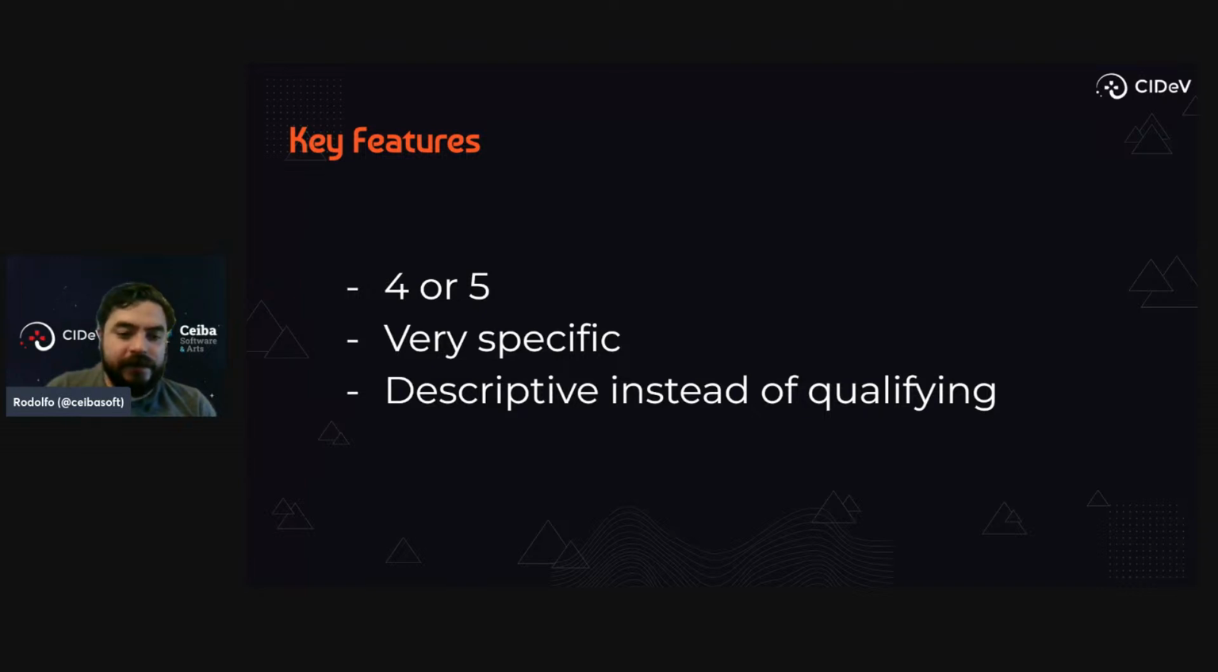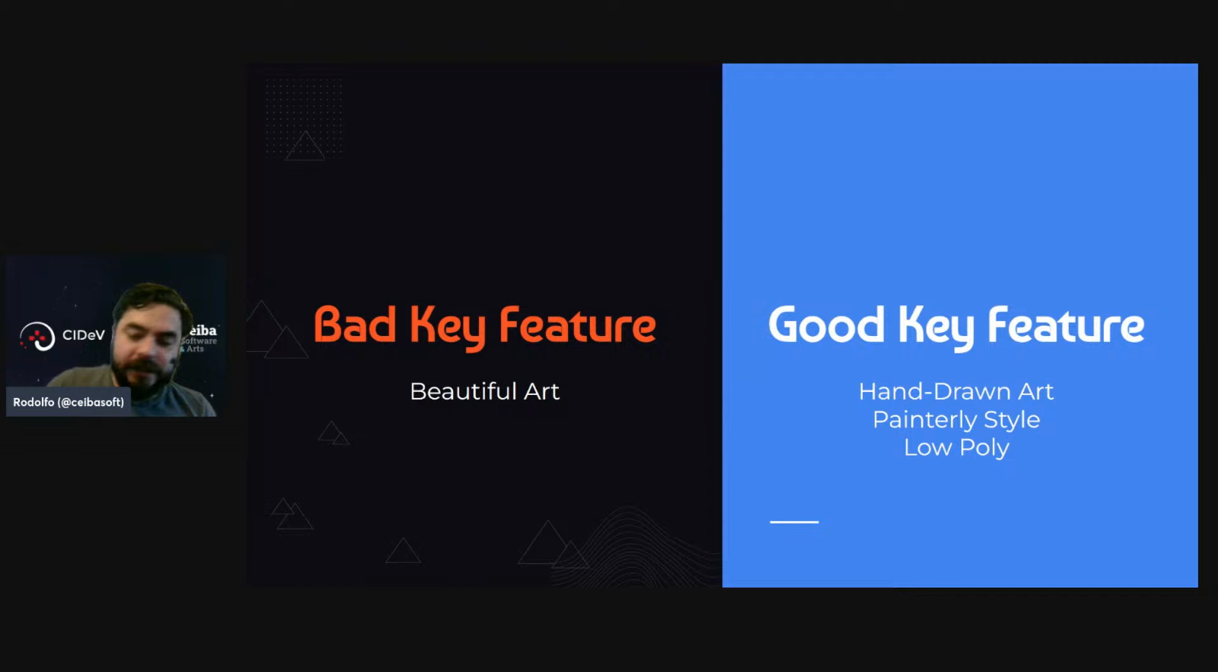It is very important that key features are very, very specific, and that they have a descriptive quality instead of a qualifying phrasing. So I'll give you a couple of examples here. If you are trying to describe your game and you say your game has beautiful art, that is saying nothing to anyone. No one is going to say that their game has ugly art, unless that's a key feature of their game. But most people will say, yeah, my game has beautiful art. Of course it has beautiful art, because I like the art of my game. So the art of my game is beautiful. This is basically useless from a marketing standpoint.